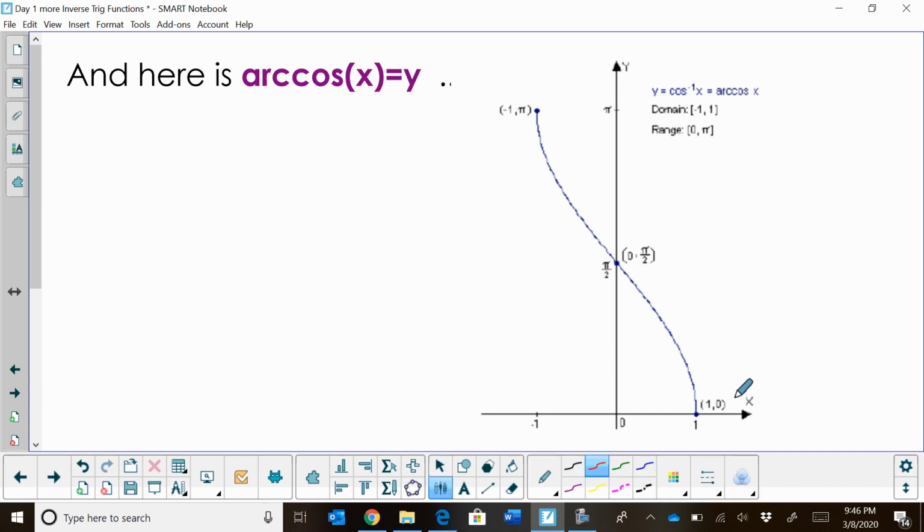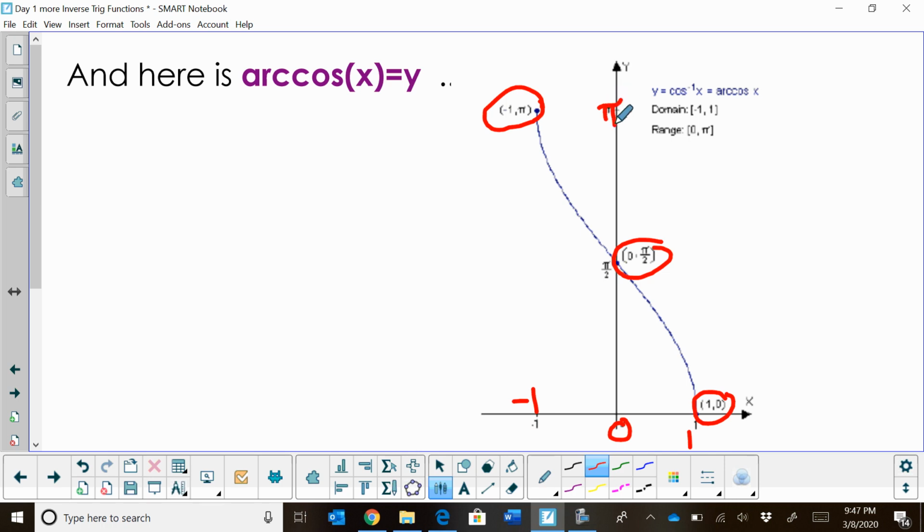So the point 0, 1 becomes 1, 0. The point pi halves, 0 becomes 0, pi halves, and the point pi, negative 1 ends up way up here. So our domain for an inverse cosine is negative 1 to positive 1, and the range is from 0 to pi.